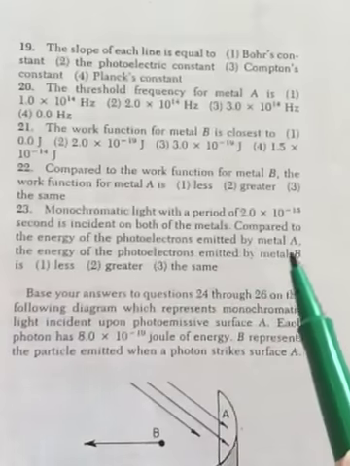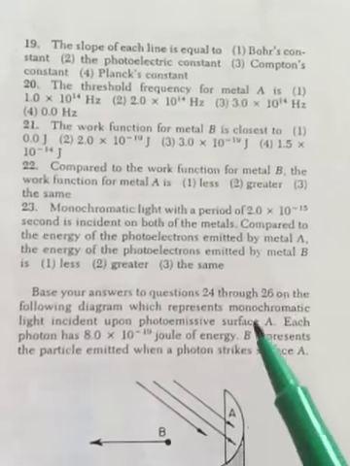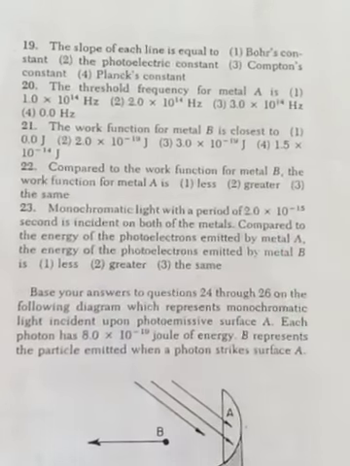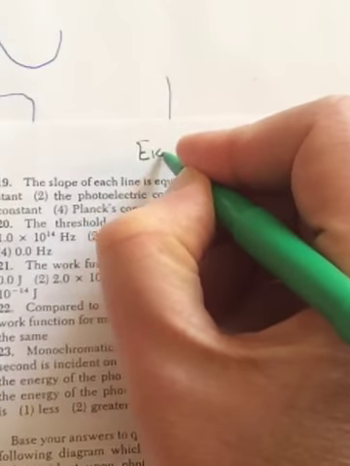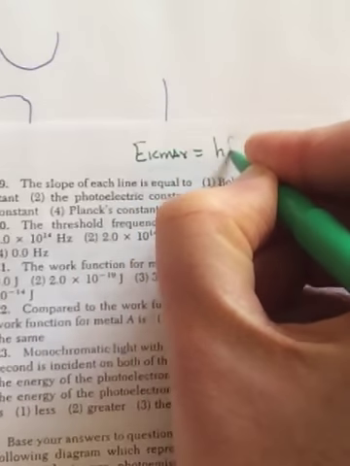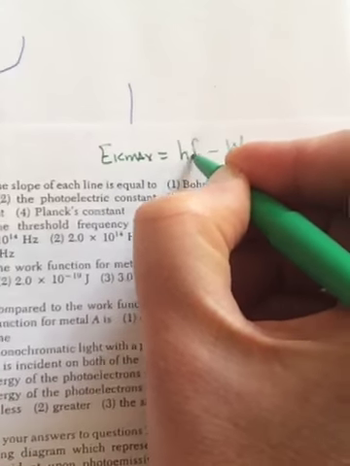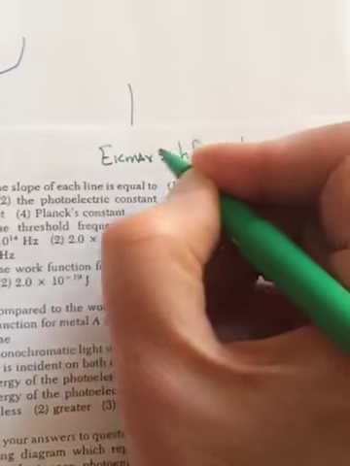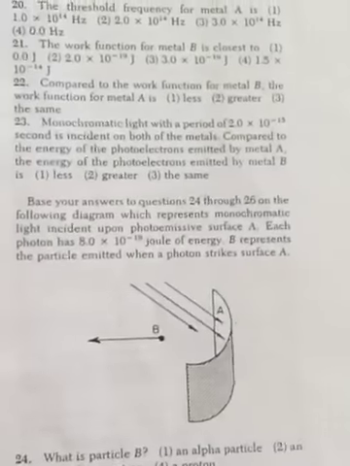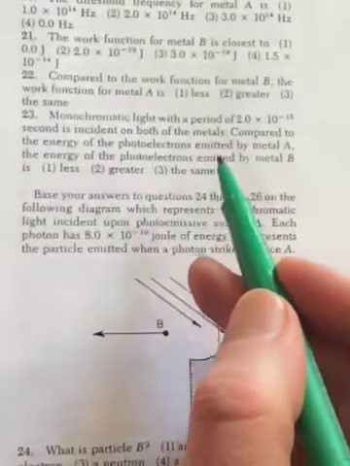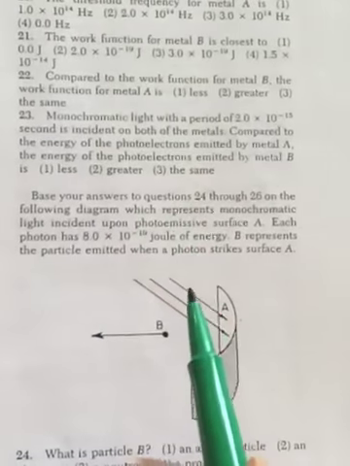Compared to the energy of the photoelectrons emitted by A, the energy of the photoelectrons emitted by B, you didn't even need to do the math, because if you're shining the same f on both surfaces, remember EK max is equal to hf minus W0, so the W0 is smaller for A, the f is not changing, so if the W0 is smaller for A, the EK max should be bigger for A and smaller for B. So this one says, compared to the energy emitted by A, the energy emitted by B should be greater. I think I did that right.